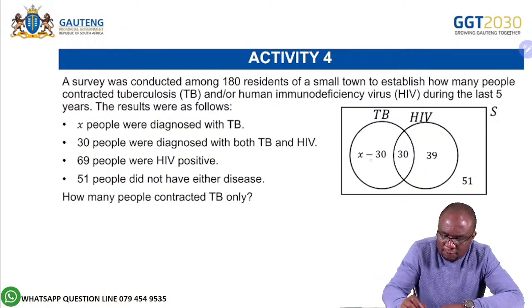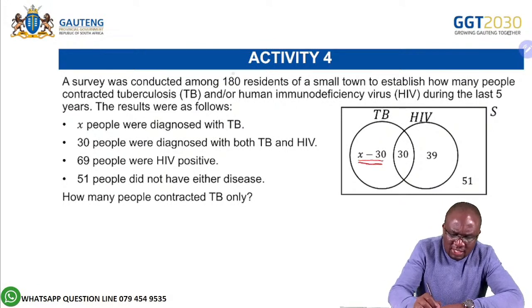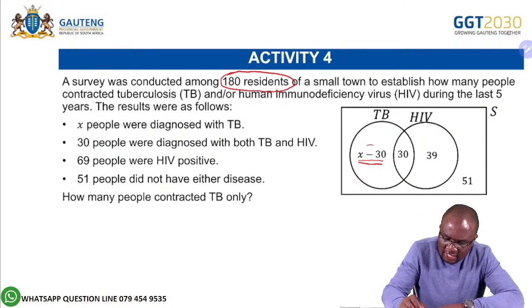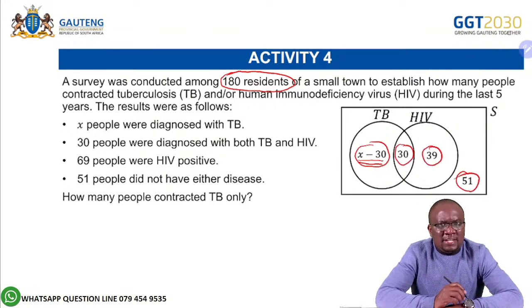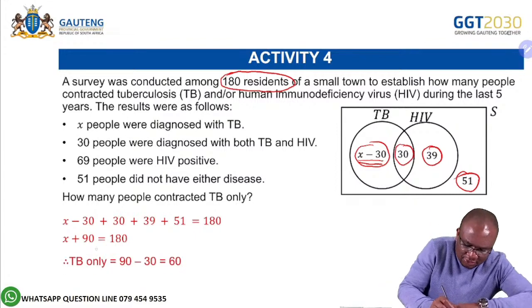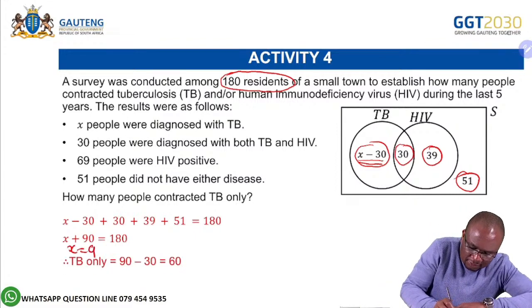So it means we need to find our X first. How are we going to do that? There were 180 residents. Okay, just listen for these few minutes. So we add X minus 30 plus 30 plus 39 plus 51. We must get 180. And then we solve for X after that. So we add this, and then we get that X is equal to 90. So therefore, X is equal to 90 people.